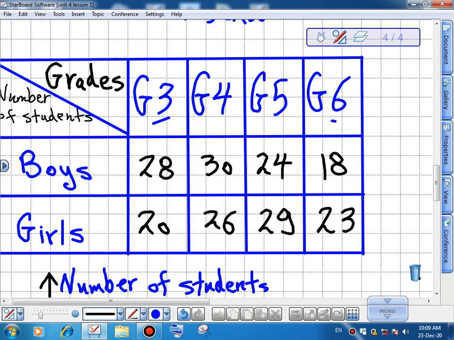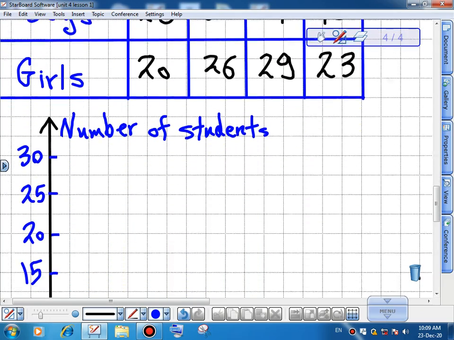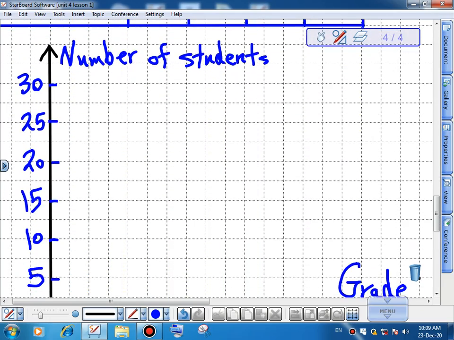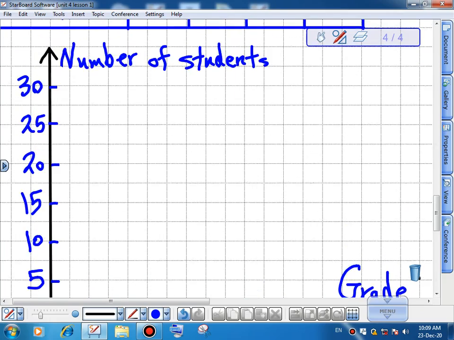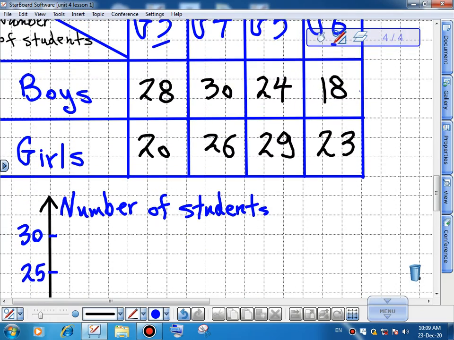So I need to make a double bar graph. I have 2 types of information. I will not draw every type on a separate paper. I will do this on the same paper, in the same graph, by using a double bar graph. How do we do that? First, we draw the vertical axis, which is the number of students.